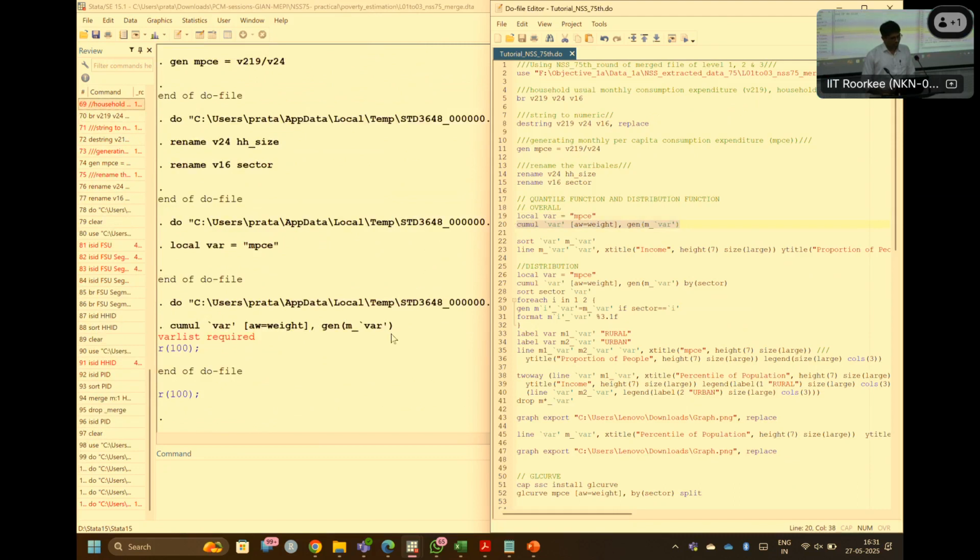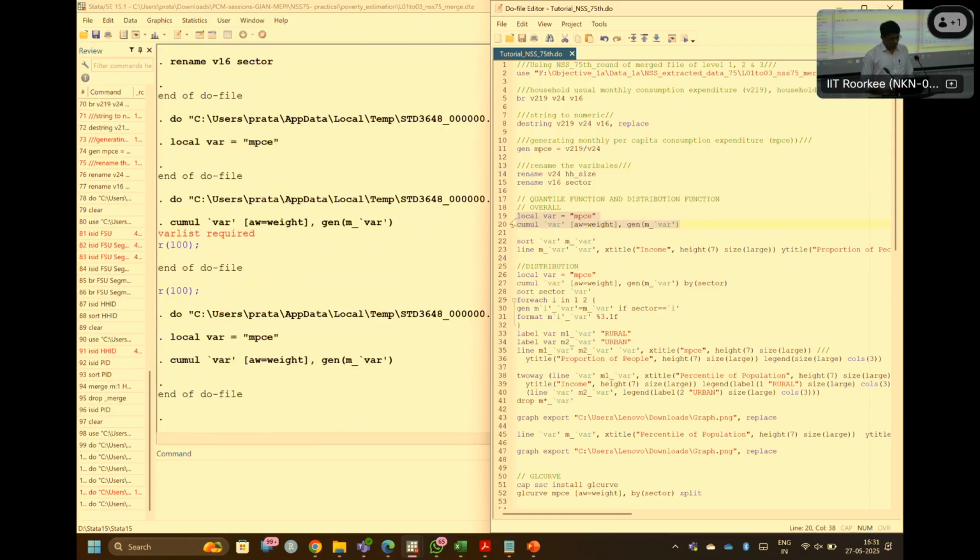I already defined the variable list required. All right, so it's working.